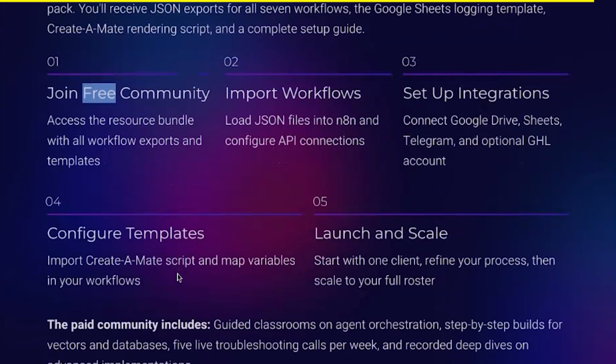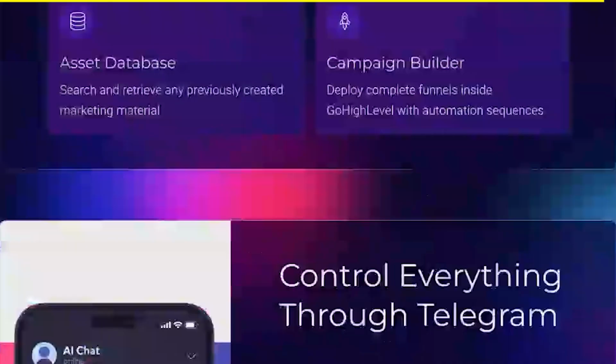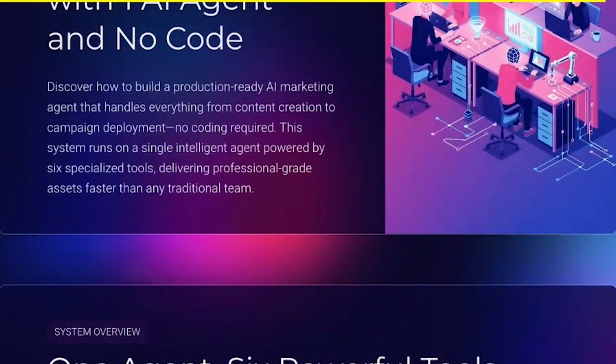You can then import the workflows into your n8n and configure all API connections. Set up the integrations, so your Google Drive, Sheets, Telegram, GoHighLevel if you use it, Slack if you want to use that. Configure the templates, and then launch and scale from there. So this is everything to do with utilizing one AI marketing agent that you can use within your own community.